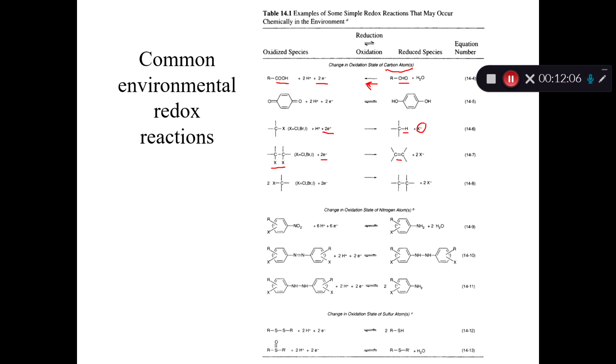The other element that undergoes lots of redox in the environment is nitrogen. So here's the nitrobenzene example that we saw before, nitrobenzene being reduced down to an aniline. I don't remember what you call this thing, but with the nitrogen double bonds, that can get reduced and then reduced further down to aniline.